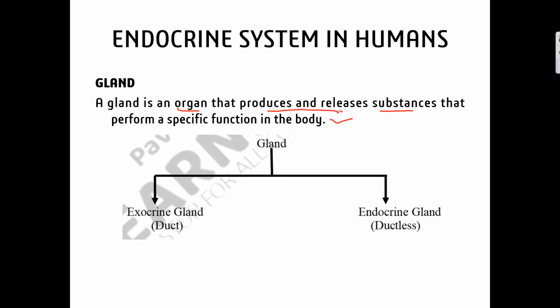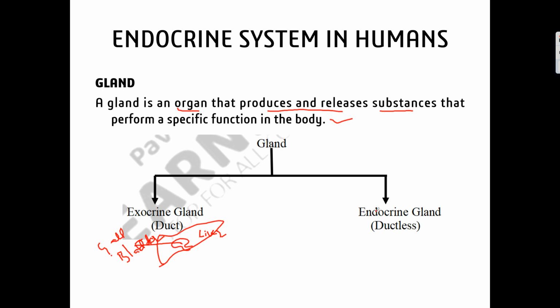They have a duct. Like the liver, it secretes juice, and this juice is stored in the gallbladder. So this is the liver, this is the gallbladder. Whatever juice is secreted by the liver, the bile juice, is stored in the gallbladder. This is called an exocrine gland. It means it has some structure which stores its juice and secretes whenever it is required.